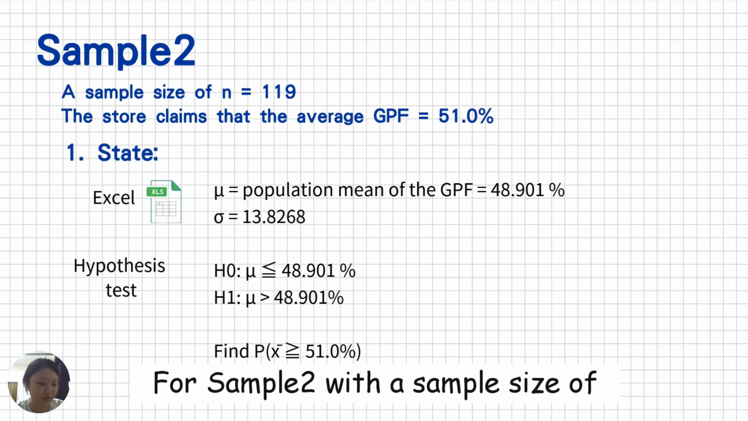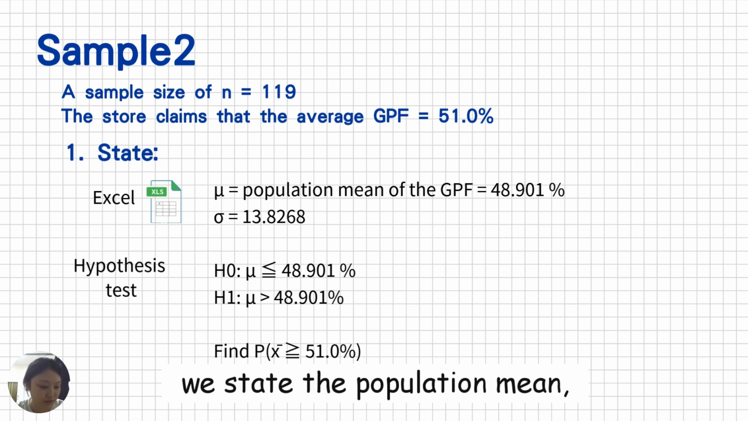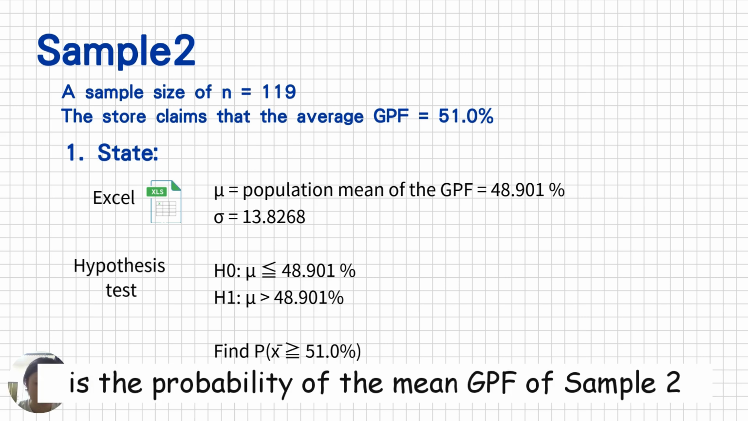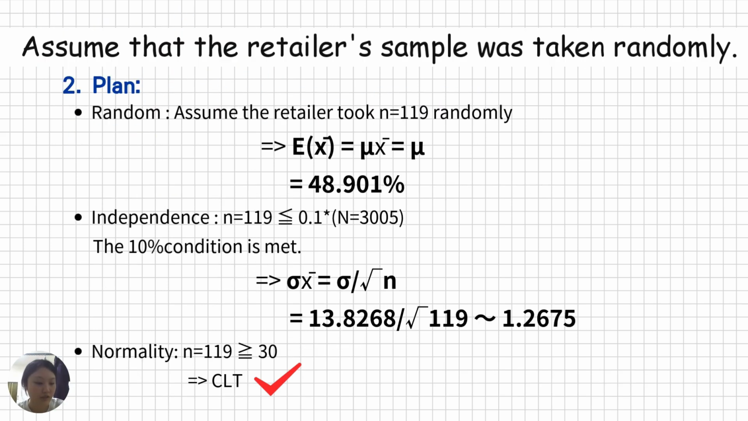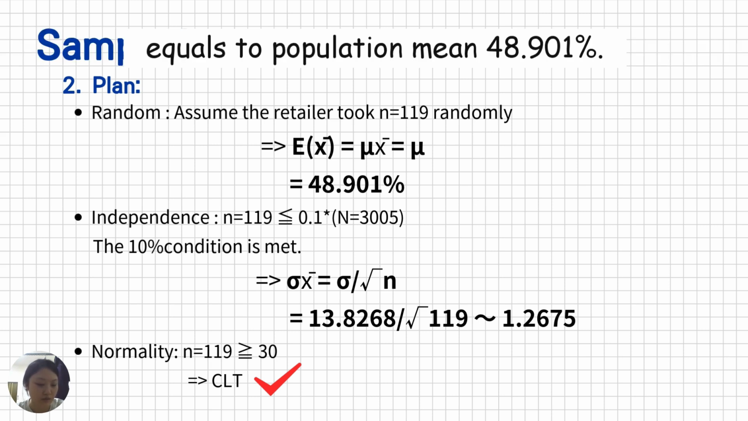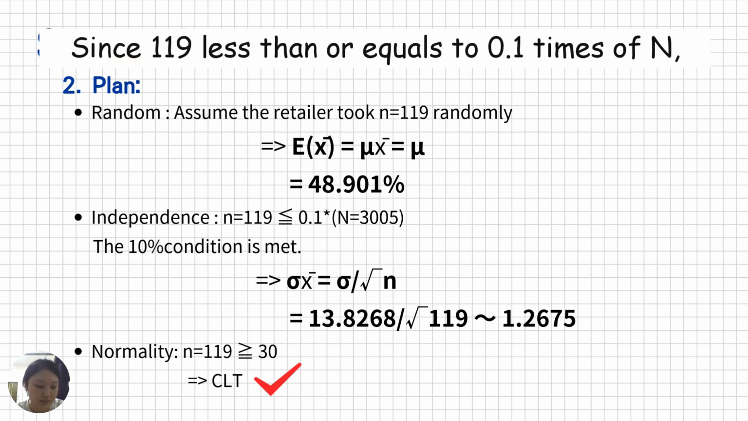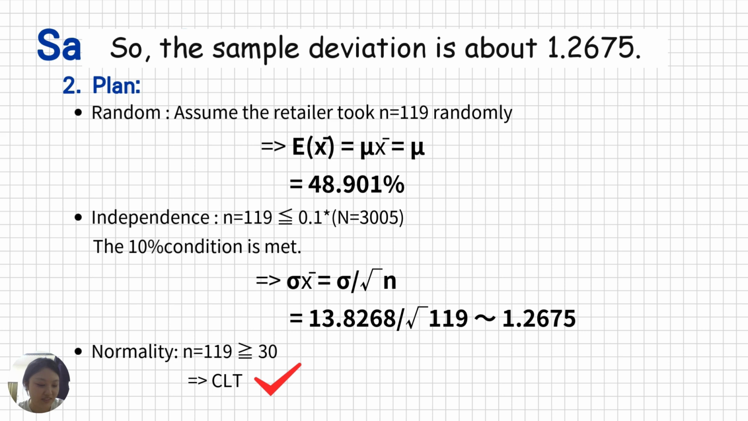For sample 2 with the sample size of n equals 119 and sample mean GPF equals 51%, we state the population mean, population standard deviation, the null hypothesis, and the alternative hypothesis. What we have to find is the probability of the mean GPF of sample 2 greater than or equal to 51%. Assume that the retailer's sample was taken randomly. The mean GPF of sample 2 equals the population mean 48.901. For independence, since 119 is less than or equal to 0.1 times the population, the 10% condition is met. So the sample deviation is about 1.2675.